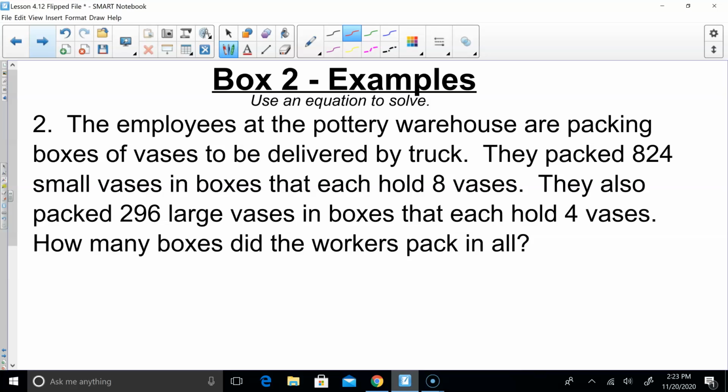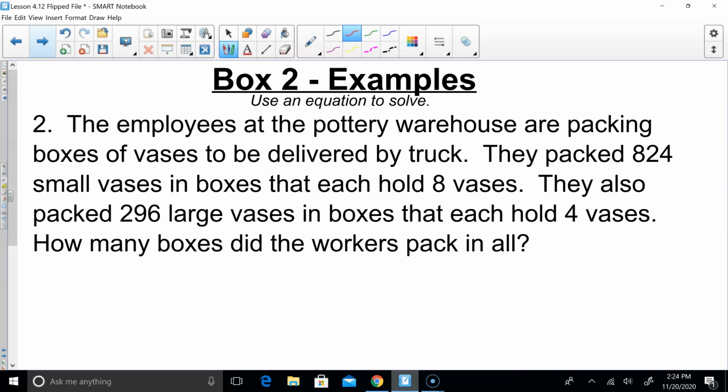Our next problem: the employees at a pottery warehouse were packing boxes of vases to be delivered by truck. They packed 824 small vases in boxes that each held 8 vases. They also packaged 296 large vases in boxes that each hold 4 vases. How many boxes did the workers pack in all?